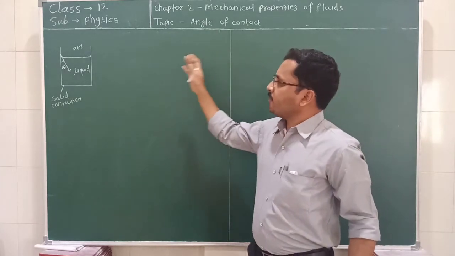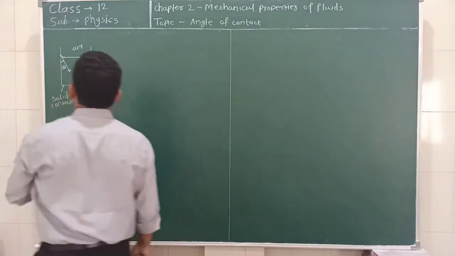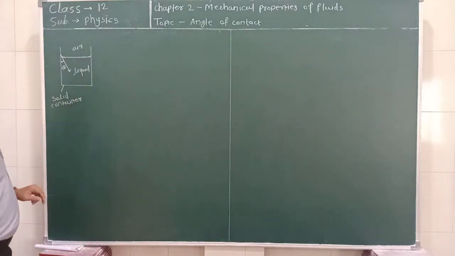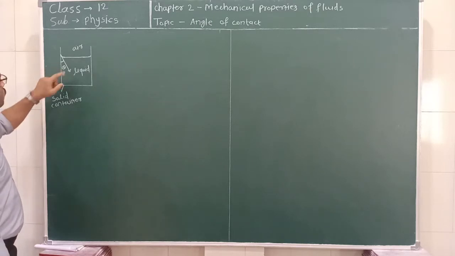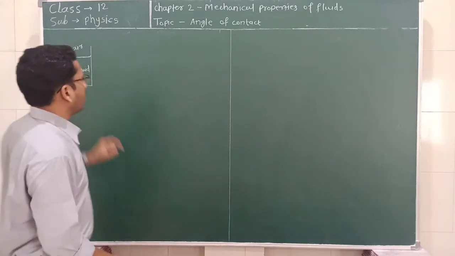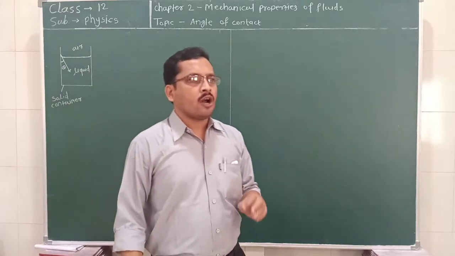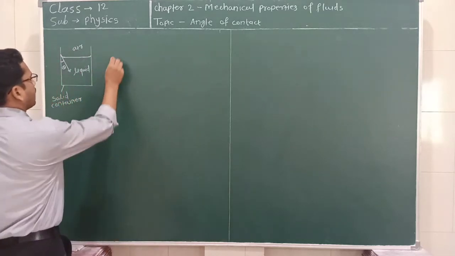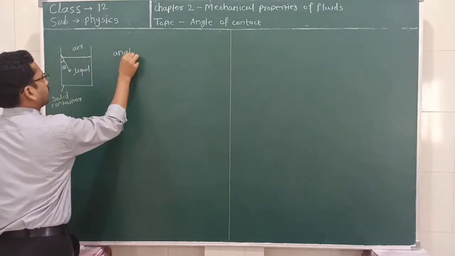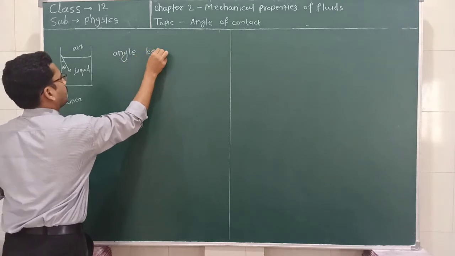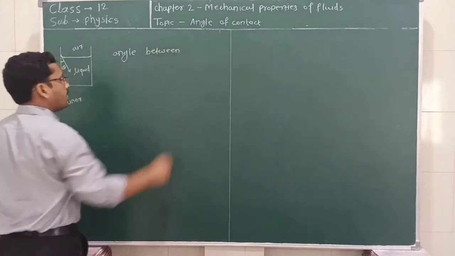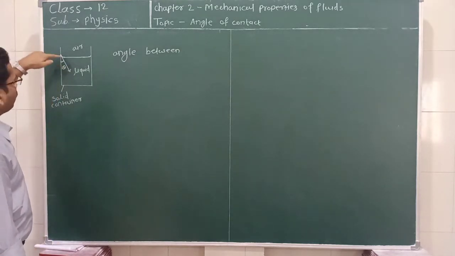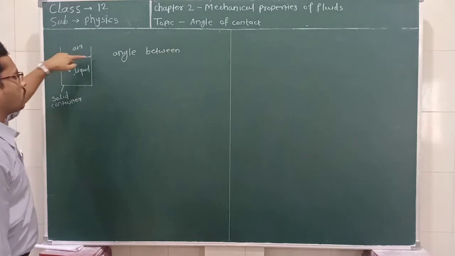To explain this angle of contact, we draw a diagram. See that a liquid is placed in the solid container and we show an angle theta. This angle is called the angle of contact. Now, how can we define this angle of contact? This angle of contact is nothing but the angle between the tangent drawn to the free surface of the liquid.